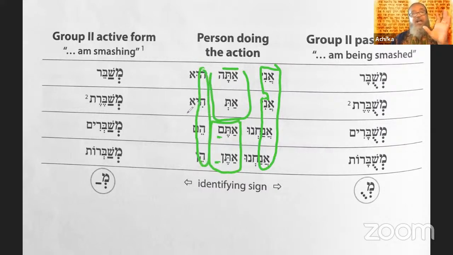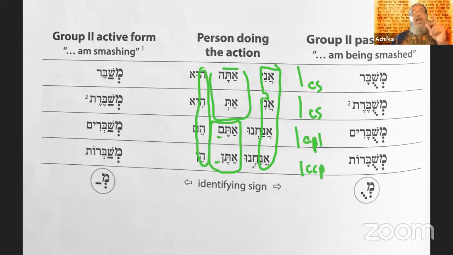So we should automatically know, if I see an aleph and a noon, I have to remember that would be the first person. That's a common. That's a singular. Oh, that's a first person. It's an aleph and a noon. Okay. And that's a common plural, and that's a common plural.